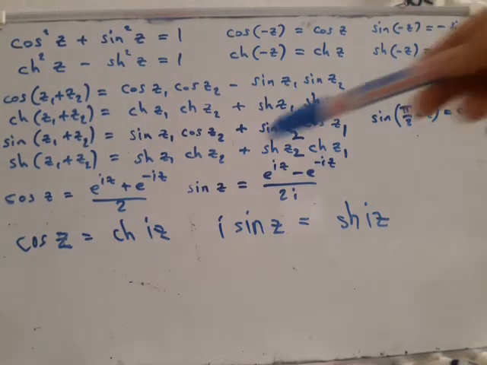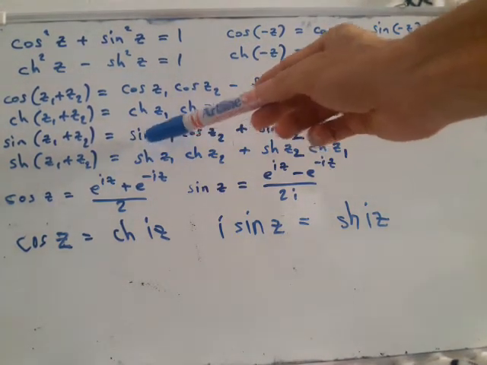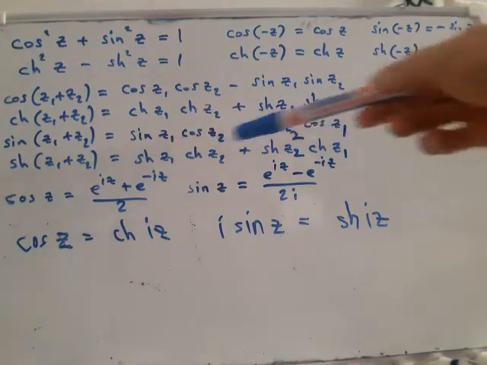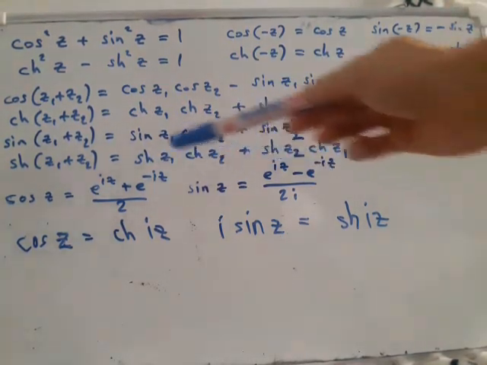If you've only got one, like in this identity here, where you've got one sine times a cos and one sine times a cos, then there's no change from a plus to a minus.